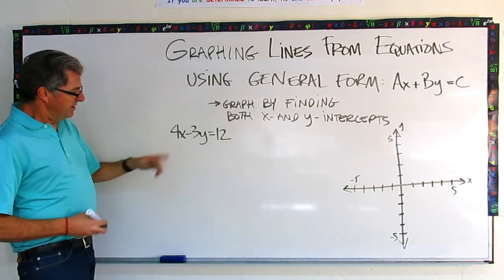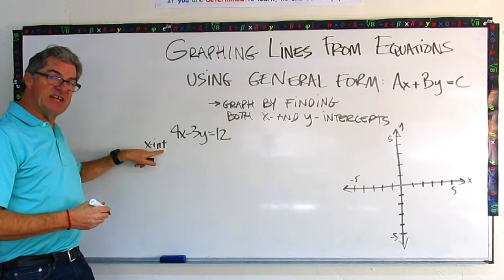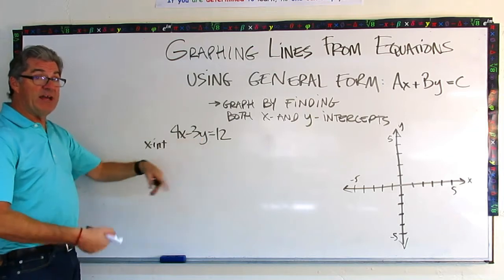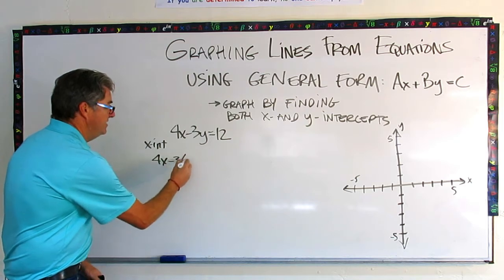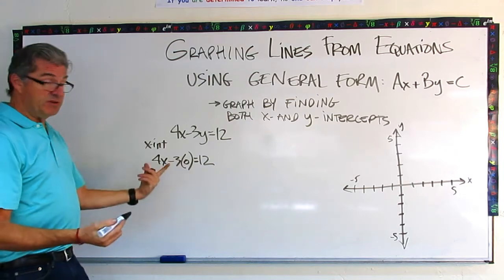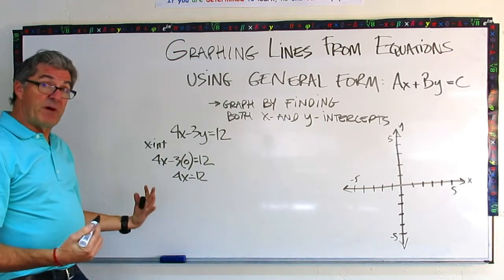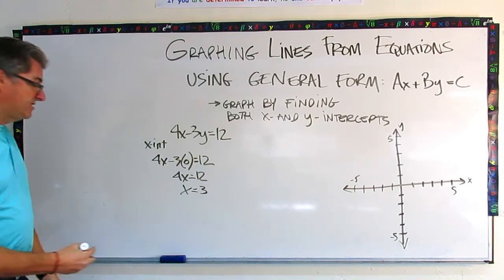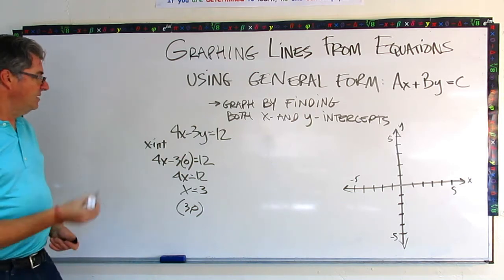So if you remember, let's do the x-intercept first. When it crosses the x-axis, the y value is 0. So what that means is that we'll put 0 in for y, and that'll let us find the x-intercept. So let's do that. 4x minus 3 times 0 for y equals 12. Now 3 times 0 is still 0, so this becomes 4x equals 12. Divide through by 4, I'm going to get x equals 3. So the x-intercept is this point, (3, 0). Okay, pretty straightforward. Let's do the y-intercept.